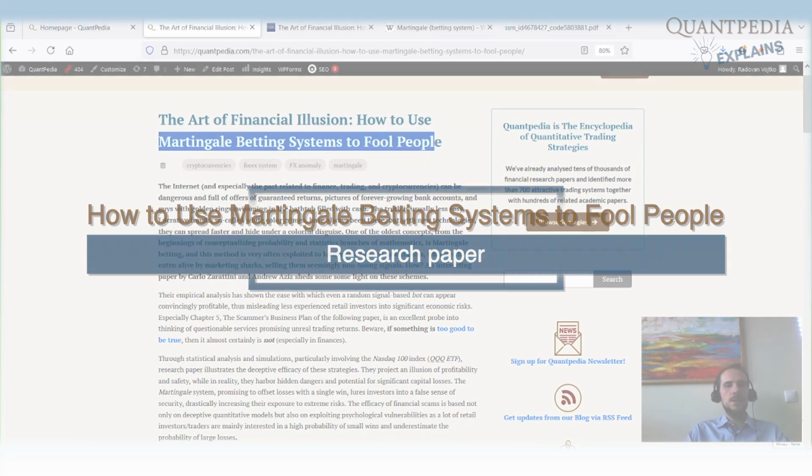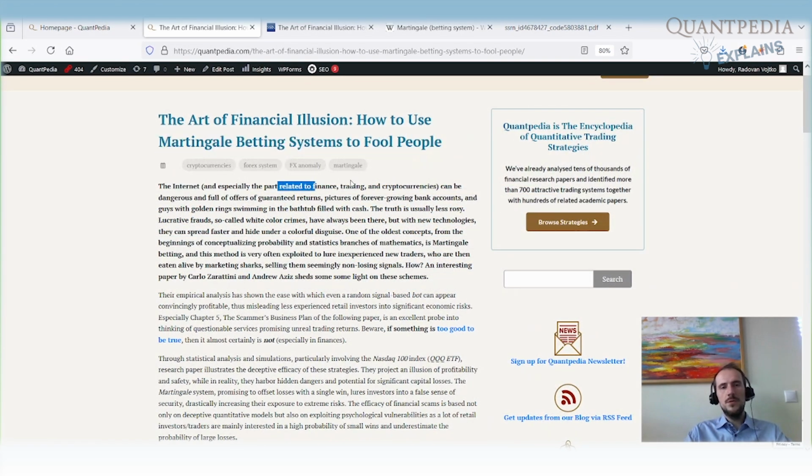The internet, especially the part related to finance, trading and cryptocurrencies, can be dangerous, and it's full of offers of guaranteed returns, pictures of forever-growing bank accounts, and guys with golden rings swimming in a bathtub filled with cash. But the truth is usually less rosy. The internet is full of scams. One of the oldest concepts from the beginnings of probability and statistics is the Martingale, and it is very often used to lure inexperienced new traders who are then eaten alive by marketing sharks.